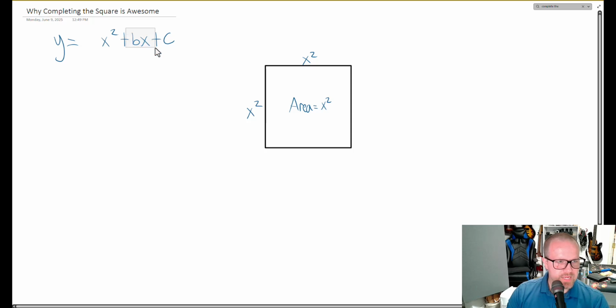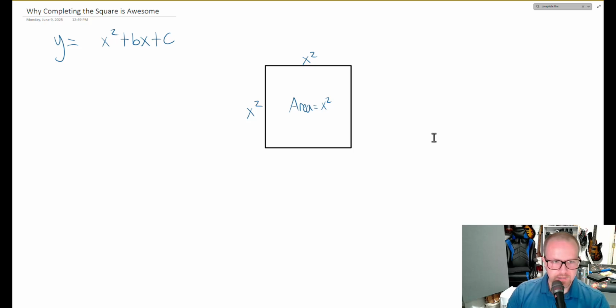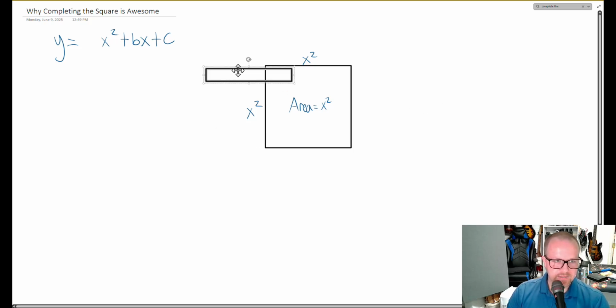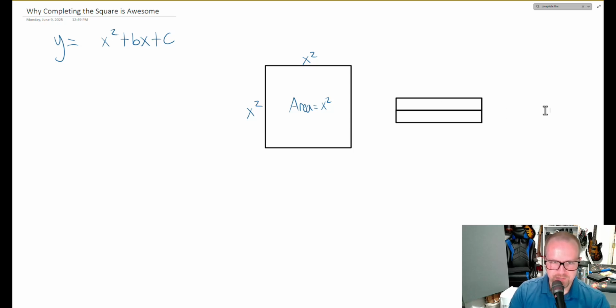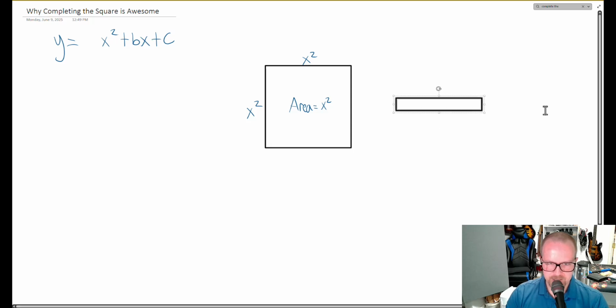Cool. Now let's take our bx term. This is where things get a little interesting. We don't know how many x's we have, so we have b of them, and that's a little hard to conceptualize. So let's just make one rectangle, and instead of making b rectangles, we're going to make that same rectangle have a length of x and a width of b. You can imagine if these were length 1 and length x, this larger rectangle would have a width of 2 together and a length of x. Well, we don't know how many we have, so we're going to say this has a length of x and a width of b, because we don't know.